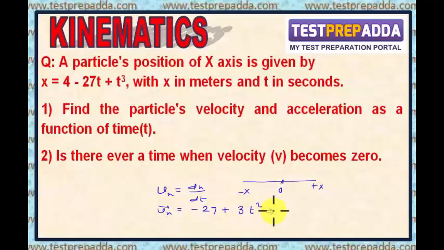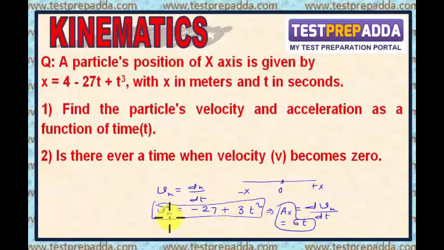And we have already discussed acceleration is what? We have to differentiate this velocity, and this way the acceleration comes as 6t. Got the idea? So we have got velocity and acceleration as a function of time here.